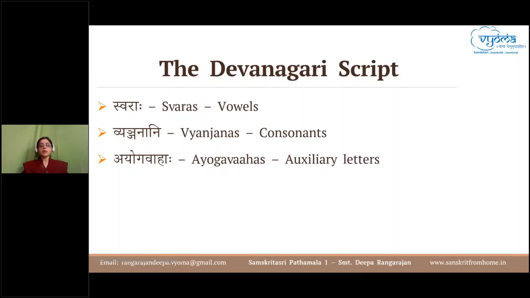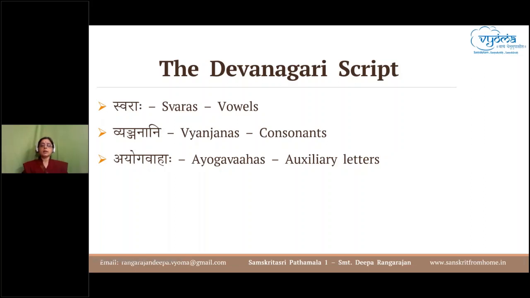Then we saw Ayogavahas. In Ayogavahas, first we saw the Anuswara, which is a purely nasal sound which follows all vowels. It follows only vowels. So with Akara it is Am, with Ikara it is Im, with Ukara it is Um, and so on. Then Visarga, which gets a Ha sound. And this also follows the vowels. So with Akara it is Aha, with Ikara it is Ihi, and so on.